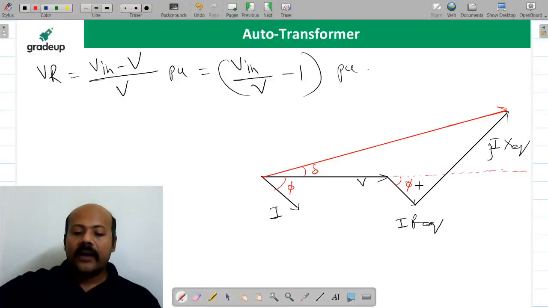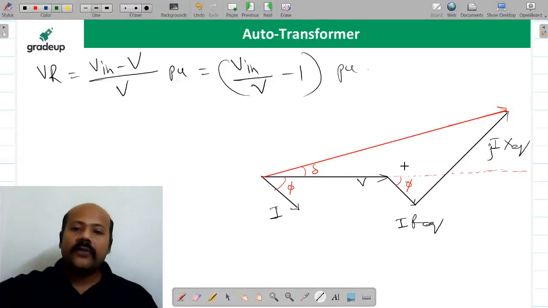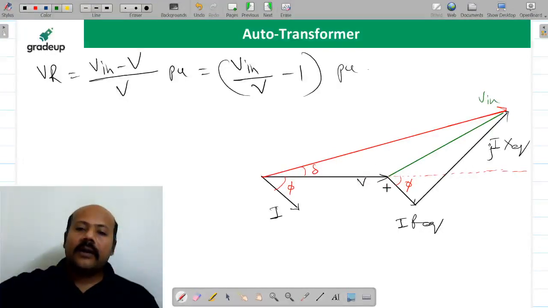Yes or no? Now if I draw a line directly from V to V in, this is going to be your V in and this is your V. So what is this value going to be? This is going to be I Z equivalent, with R equivalent and X equivalent. Are you getting this or not? This is going to be the I Z equivalent.